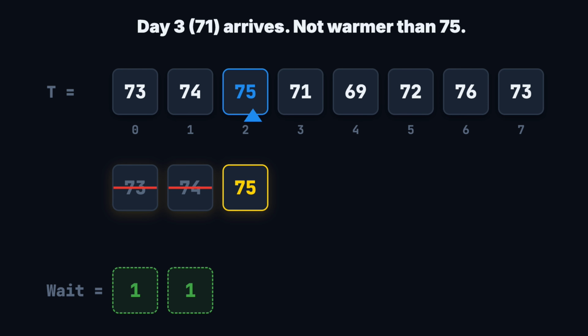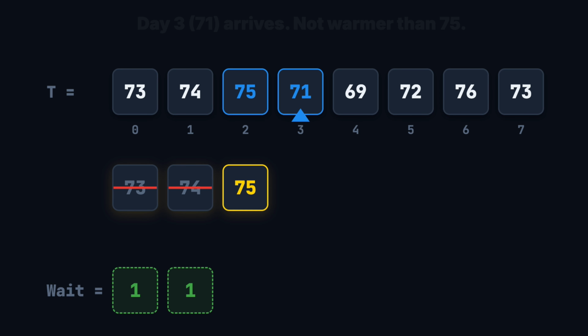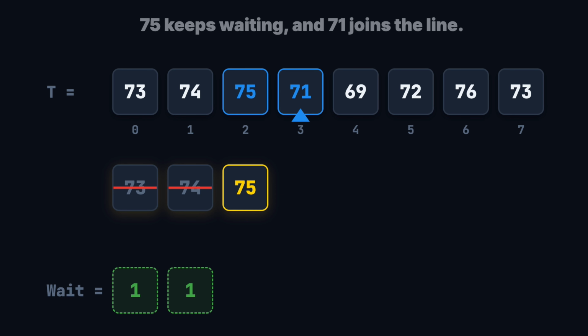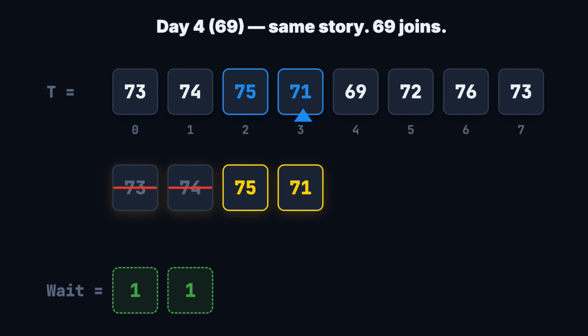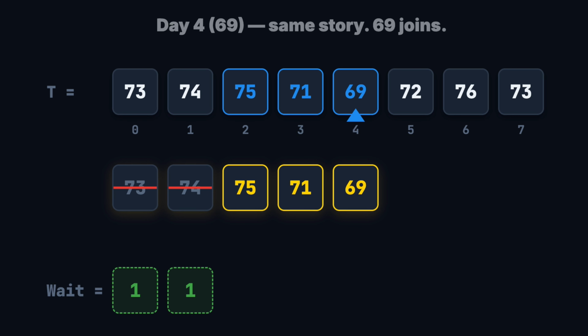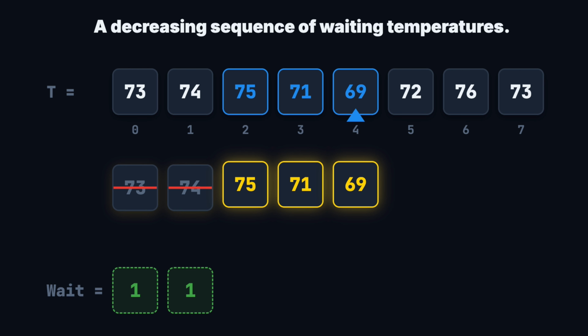For example, now the day 3 comes with a cooler temperature of 71, which is not warmer than 75. So it joins the waiting line. Day 4 at 69, same story, it joins too. Look at what we have now, a decreasing sequence of waiting temperatures.